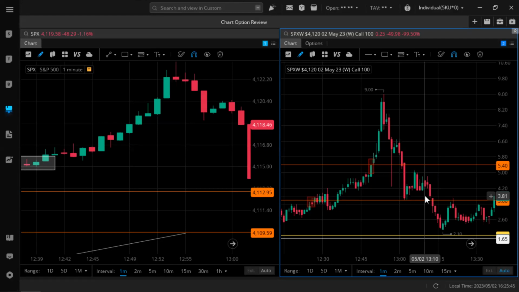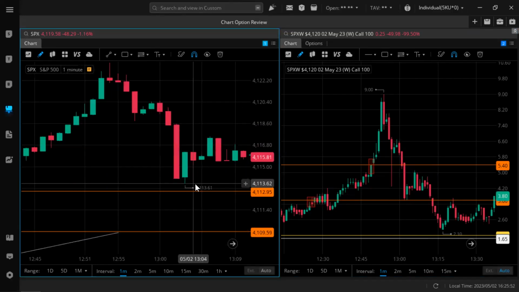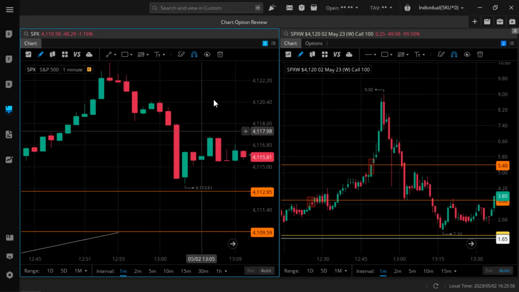And if the pullback does happen, say we would have pulled back to this 3.6, which on SPX was roughly right here, my 41.13 zone, basically. Say we would have bounced here and then went back to the high of the day.